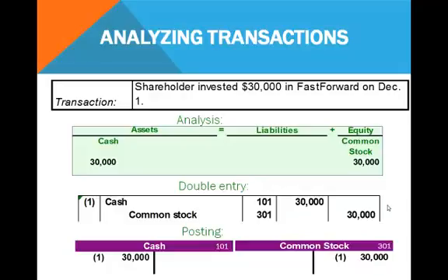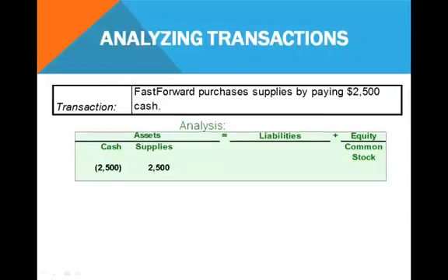We place the $30,000 on the left or debit side of the cash account, and we place the $30,000 on the right of the common stock account on the credit side. Our books are in balance because total assets equals total liabilities plus equities, right? Liabilities are still zero. Let's move on to another transaction.